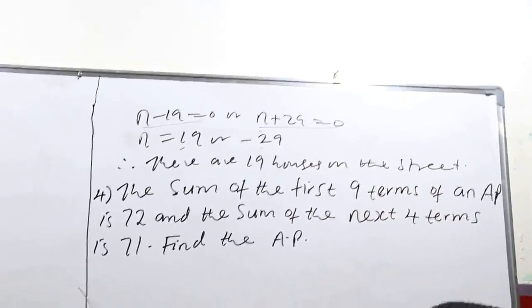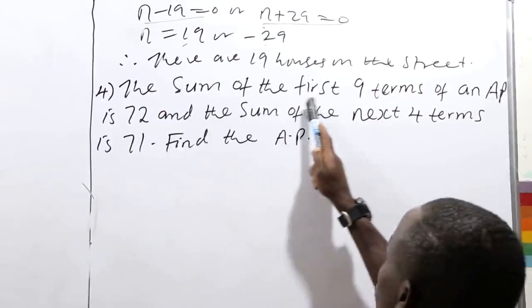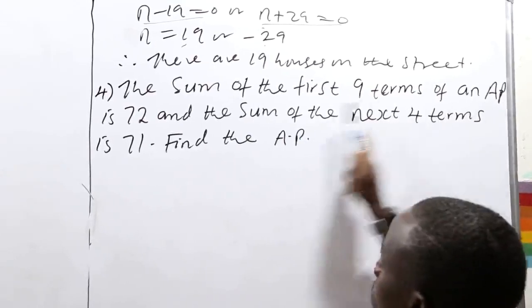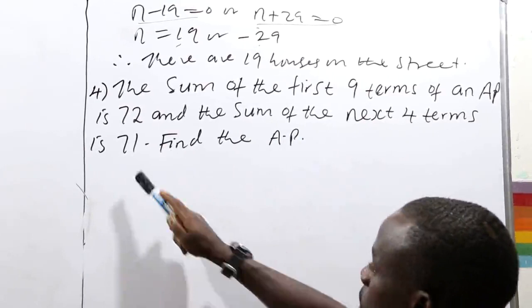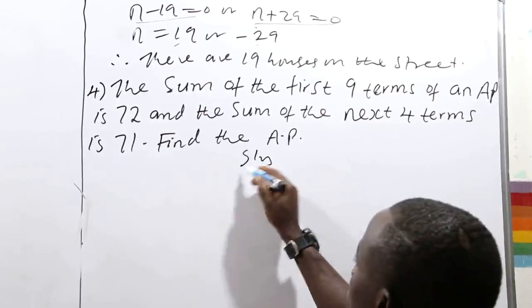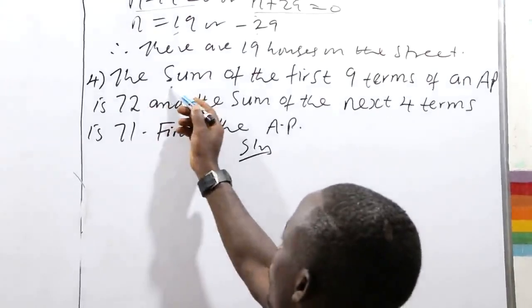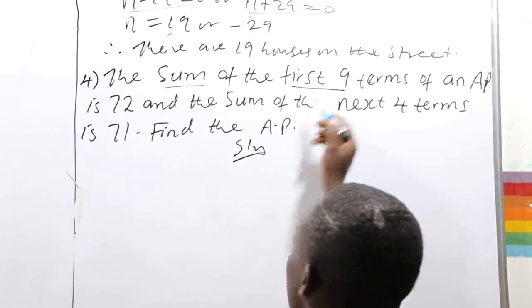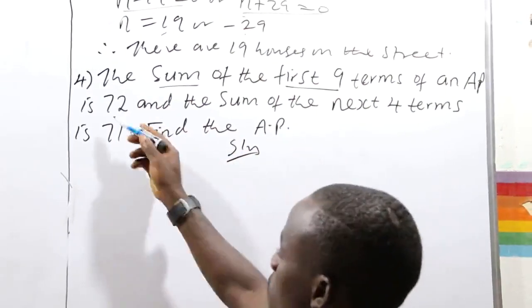Now we have another question before us. The question reads, the sum of the first 9 terms of an AP is 72, and the sum of the next 4 terms is 71. Find the AP. So we have to find the AP. Now, here, sum of the first 9 terms means from the first term, second term, up to the 9th term, the sum is what? 72.